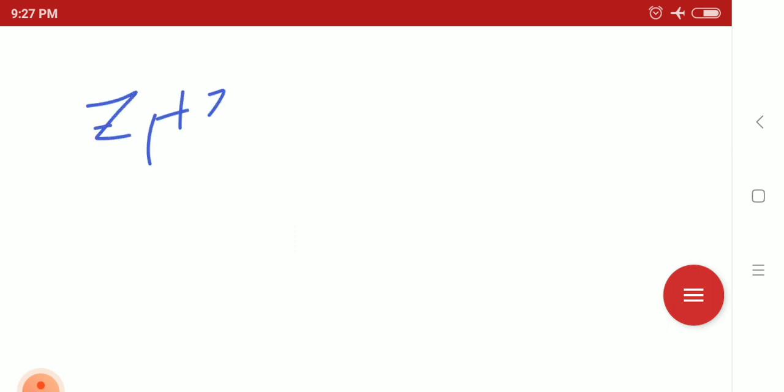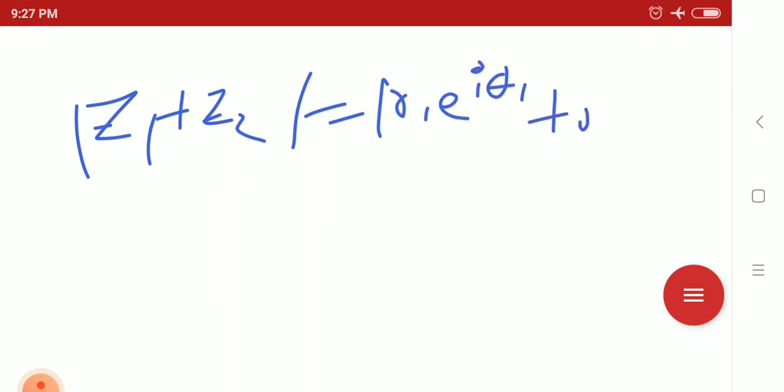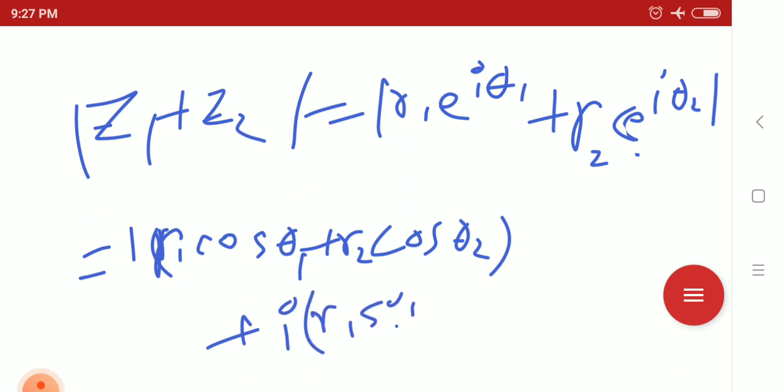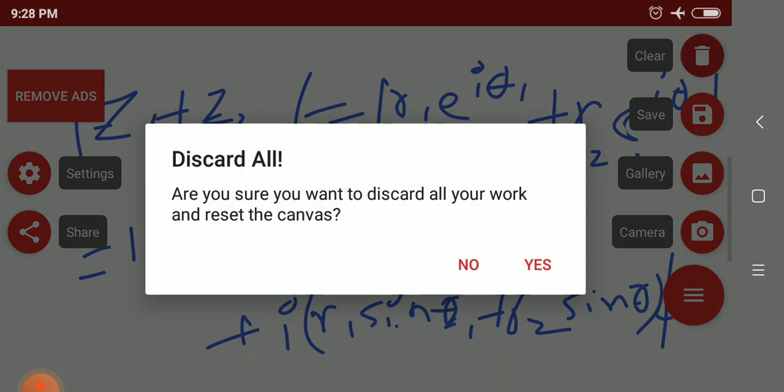We can write z1 + z2 = r1 e^(iθ1) + r2 e^(iθ2). After doing all the calculation, breaking e^(iθ1) and e^(iθ2), you will get r1 cos θ1 + r2 cos θ2, this is the real part, plus i(r1 sin θ1 + r2 sin θ2). Let me write it clearly, otherwise you can't understand.